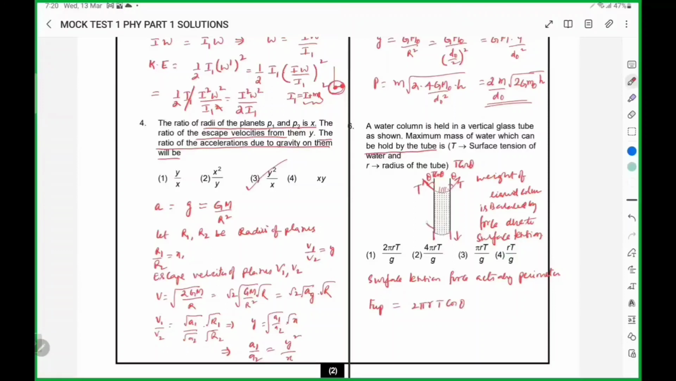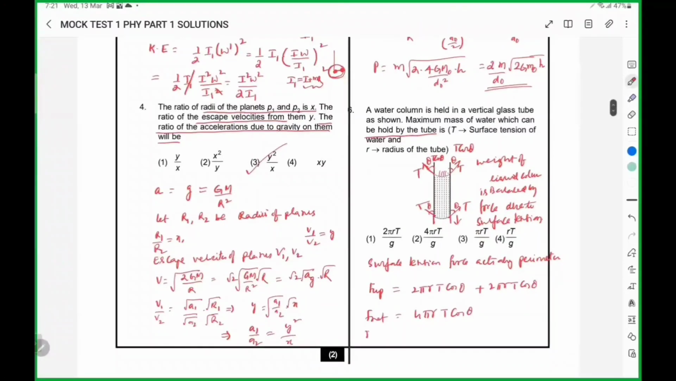Similarly, because of this also, you have another 2 pi r T cos theta. So the net force will be 4 pi r T cos theta. For pure water, theta is 0. So the net force due to surface tension is balanced by the weight.